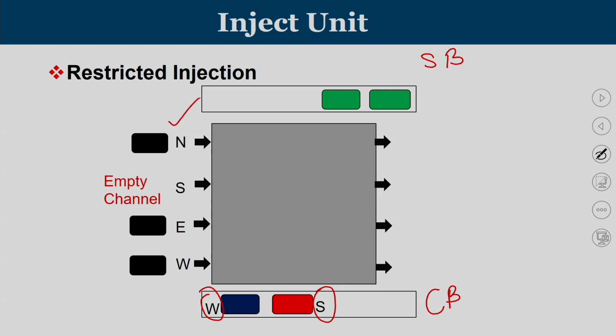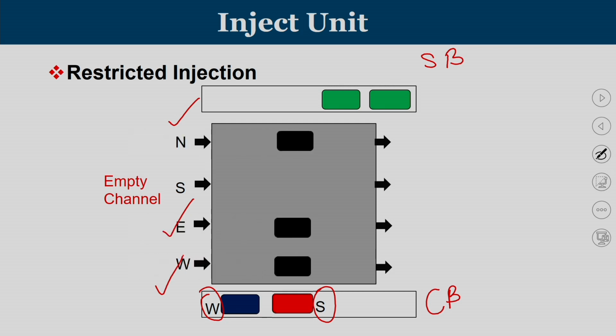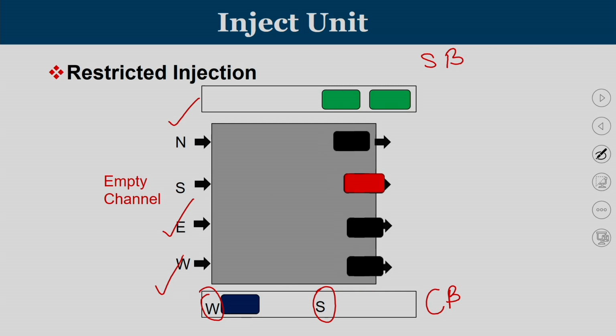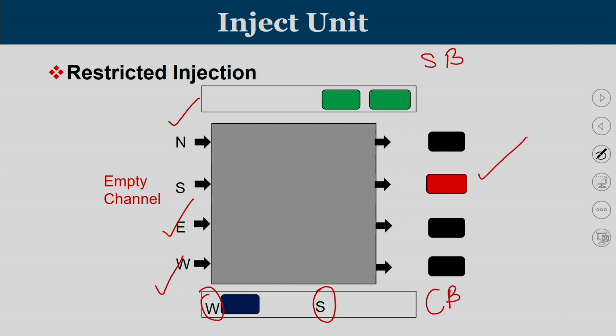You have a flit going in the north direction, a flit going in the east direction, and a flit moving in the west direction. The south channel is empty. You can see that in the core buffer, you have the red flit waiting for south. So this red flit will enter from the core buffer, and then it is going to travel. The flit got its productive port. That is the takeaway. This is called restricted injection. Restricted injection means a flit will be injected into the router only if the direction takes the flit in a productive way, closer to its destination, that is, if the productive port is available for the flit.